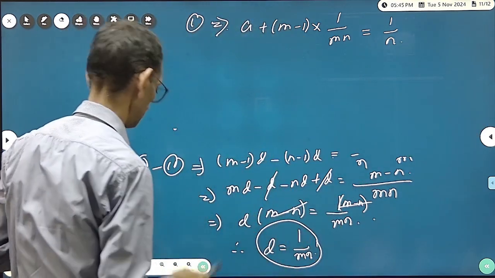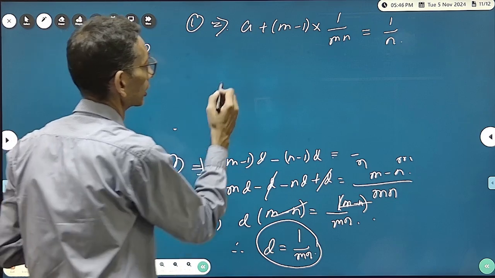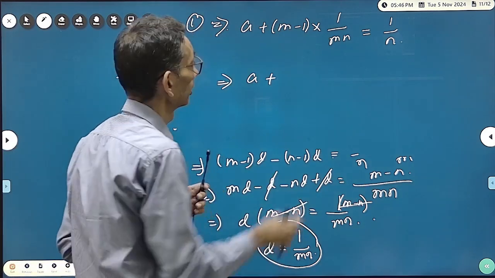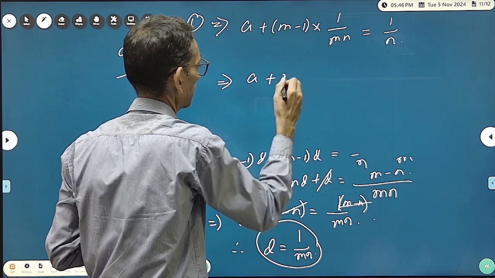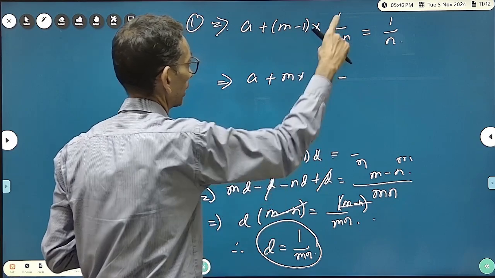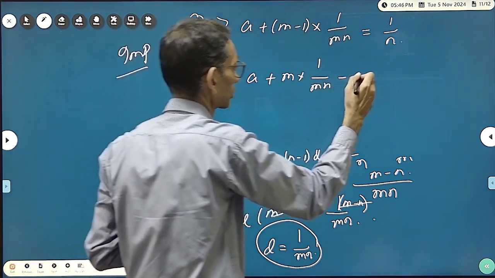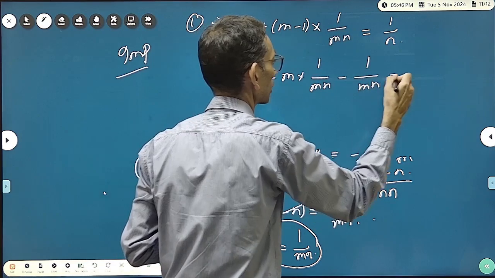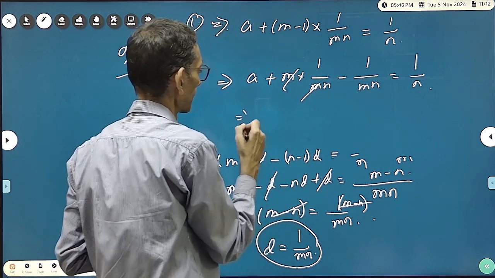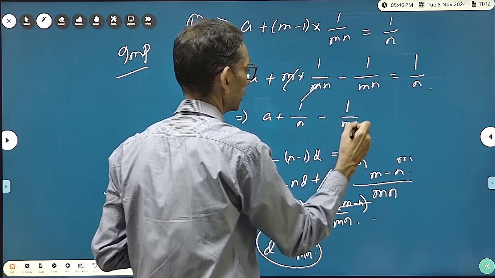Okay, now look, A plus, I'll remove the bracket. I have to multiply m and 1 by mn: m into 1 by mn, minus, I have to multiply 1 by mn two times, once with m and once with 1. So minus 1 by mn equal to 1 by n. Done. What did we get? A plus 1 by n minus 1 by mn equal to 1 by n.